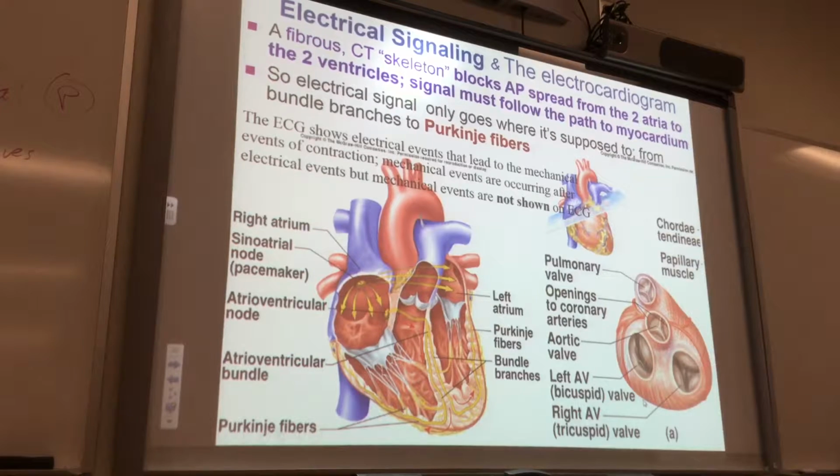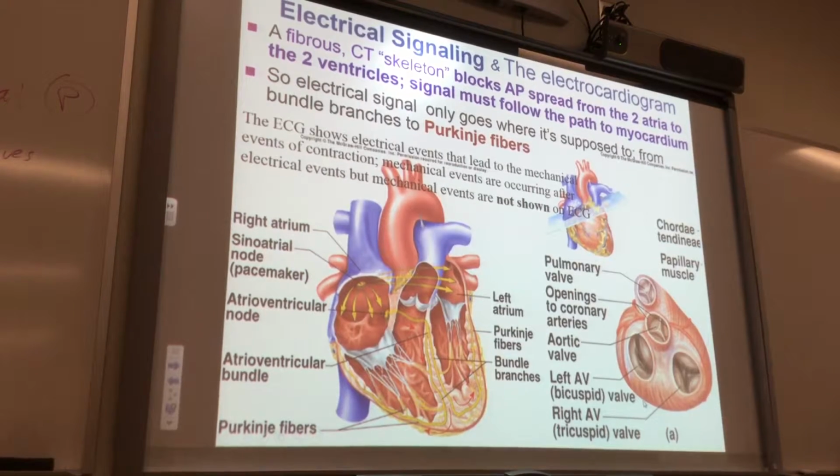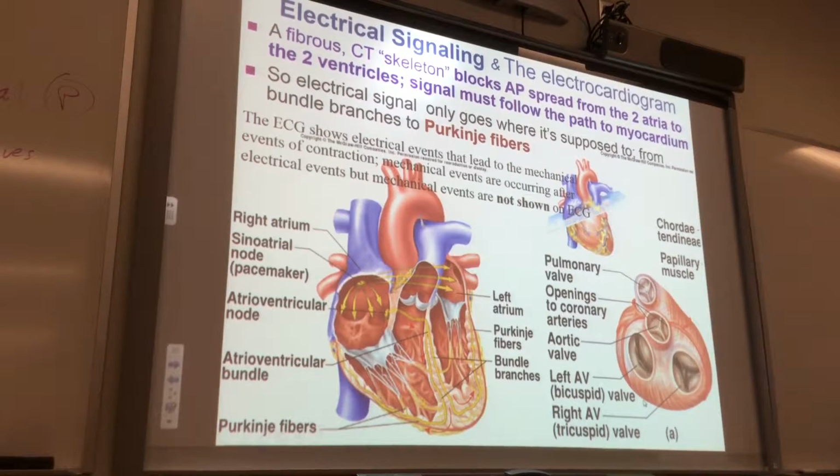Now we're gonna look at the ECG, and then you guys are gonna get on the machines here, these little blue boxes. You're gonna do ECGs on each other, or you'll pick one person in your group and do an ECG on them. The ECG, or electrocardiogram, shows electrical events that lead to the mechanical events of contraction. The electrical events have to occur first, then the mechanical events occur, but you don't see the mechanical events on the ECG. You just see electrical events.